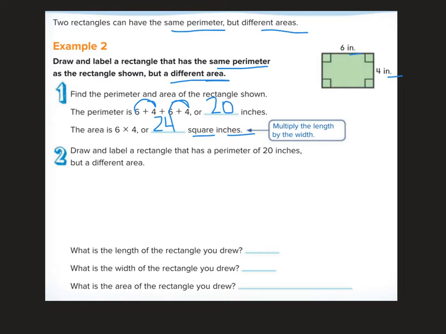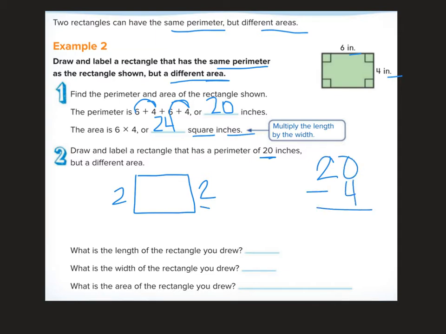Draw and label a rectangle that has a perimeter of 20 inches. So all the sides need to add up to 20 inches, but a different area. So here's what I'm thinking. I need 4 sides. So let's say I'm going to make these 2 sides be 2 units long. Those two added together would be 4. So if I take 20 and I subtract 4, because I have 2 and 2, which makes 4, I would get 16. Now, 16 has to go amongst these last two sides.